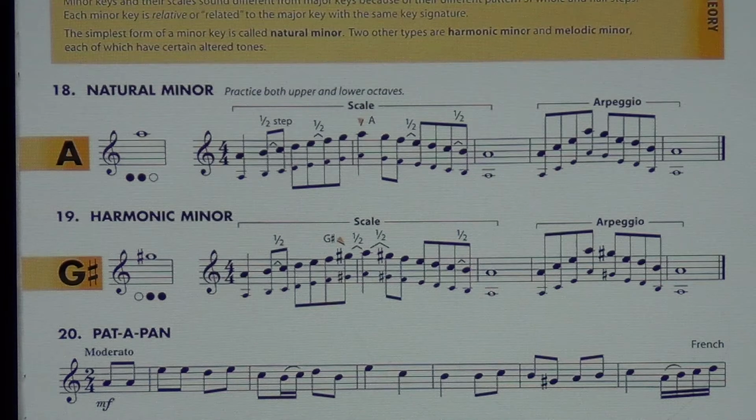Now, we have a little alteration here in number 19. There are 3 types of minor: natural, harmonic, and melodic. The book here does not teach melodic, but it teaches natural and harmonic. Natural is what you just played. Harmonic, you take the 7th scale degree and you raise it a half step. Look at the last note of the first measure.